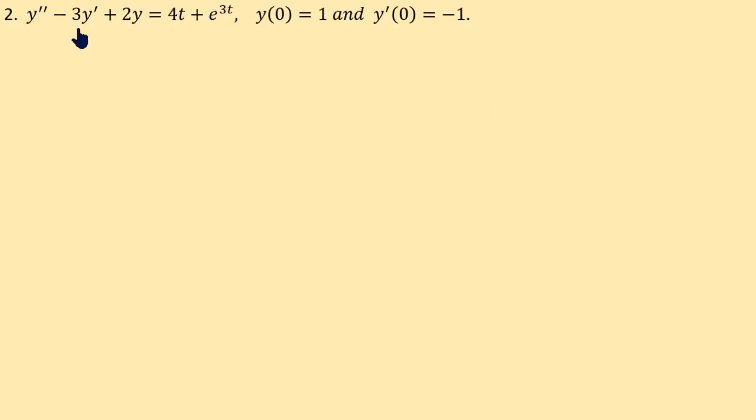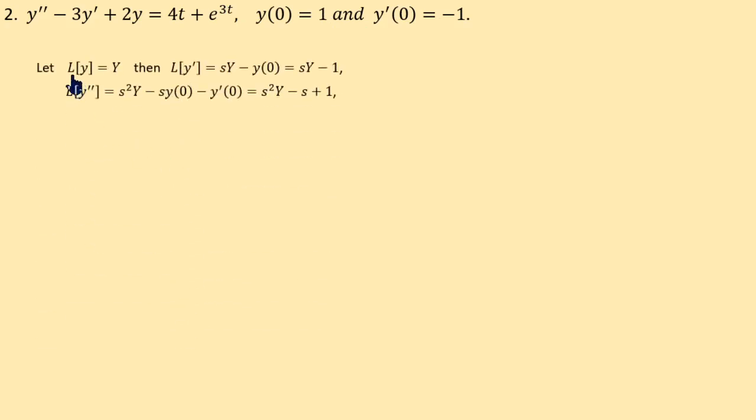Y double dash minus 3y dash plus 2y equal to 4t plus e power 3t. Y at 0 is 1, y dash at 0 is minus 1. If Laplace transform of small y is capital Y, assume, then Laplace transform of y dash is s into capital Y minus y at 0. Y at 0 is 1. Therefore, it is sY minus 1.